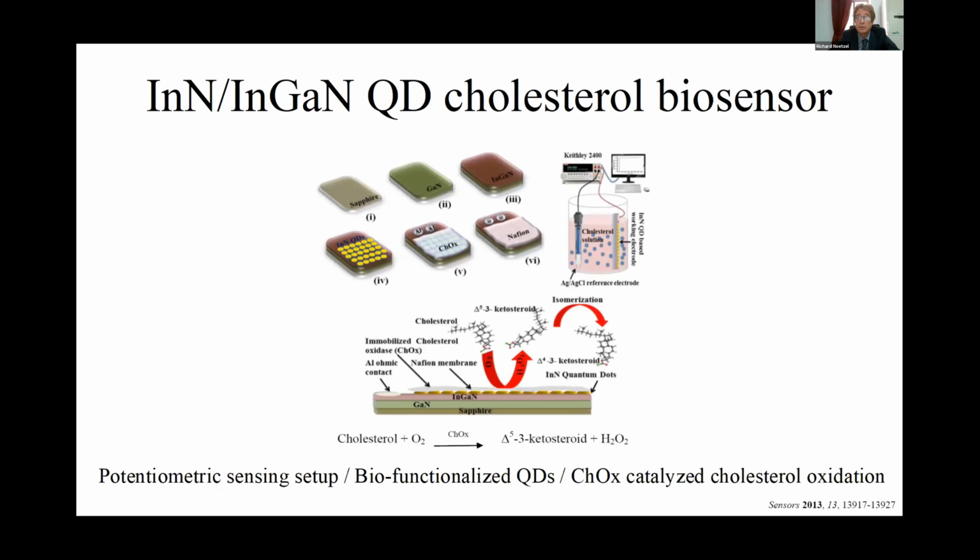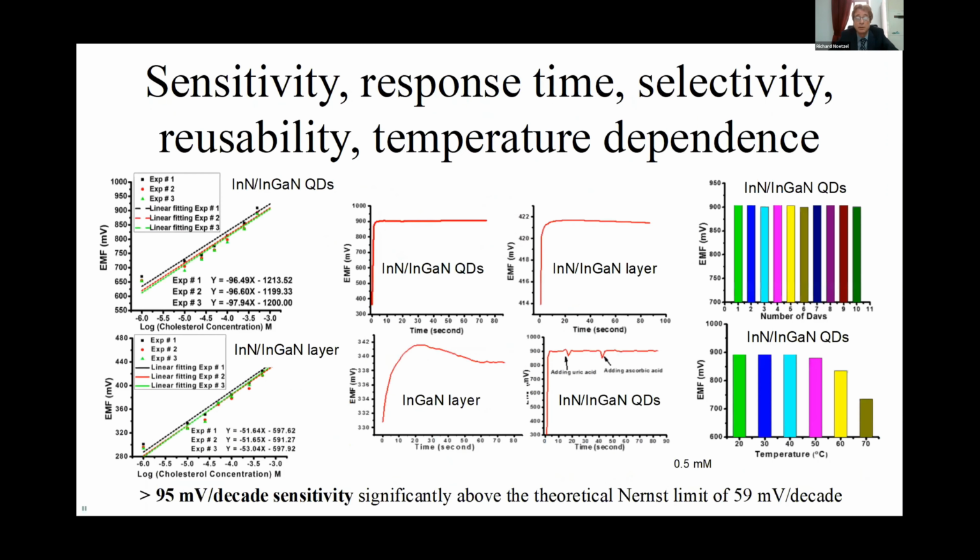We also made cholesterol biosensors. Again, the potentiometric sensing setup. Biofunctionalization is now by cholesterol oxidase to selectively oxidize cholesterol. The sensor performance is shown here. Again, very wide linear range with a sensitivity which now exceeds 95 millivolts per decade. So we approach almost twice the theoretical Nernst limit now.